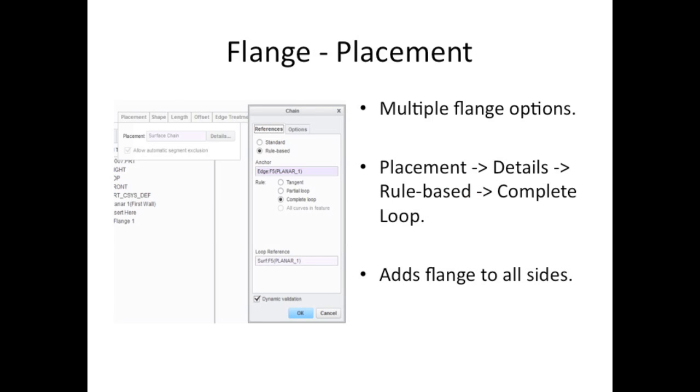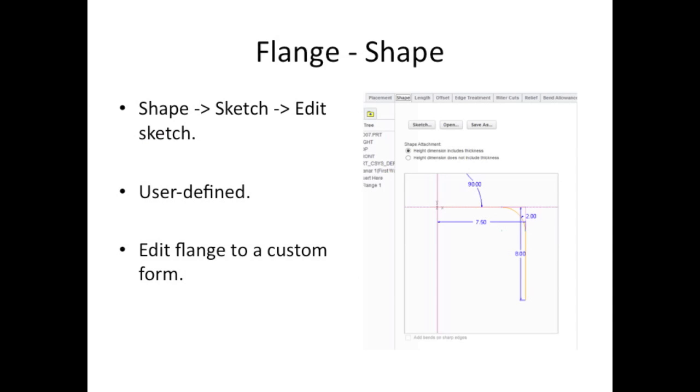A flange can be added to a single selected edge or multiple edges. To add a flange to all sides, select the Placement tab, click on Details, select Rule Based, and Complete Loop. This will add the flange to all edges of the current part. The initial shape of the flange can also be altered by clicking Shape, Sketch, and then Edit Sketch. Use this to customize the profile of the flange and give it a unique shape.